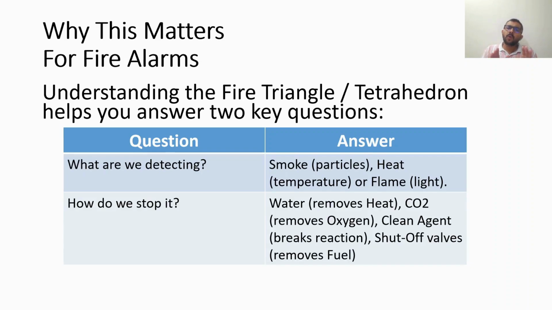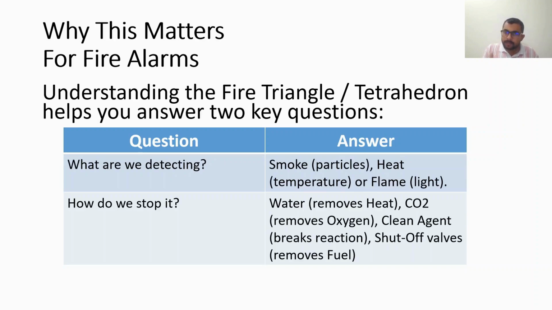Now, we have discussed the fire triangle and the fire tetrahedron. We have discussed what all are the elements of the fire. But what is the purpose of discussing these two models when you are talking from the perspective of a fire alarm system? The reason why we discuss these two concepts is that we need to answer two questions. What are we detecting, and how do we stop it?